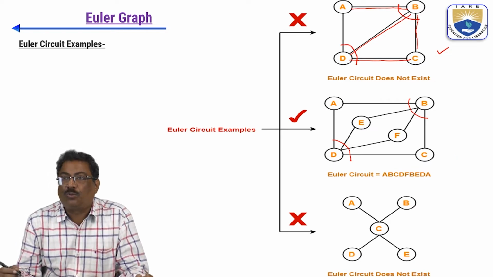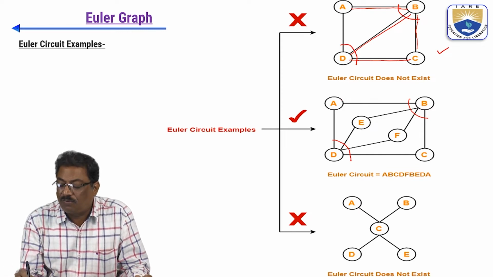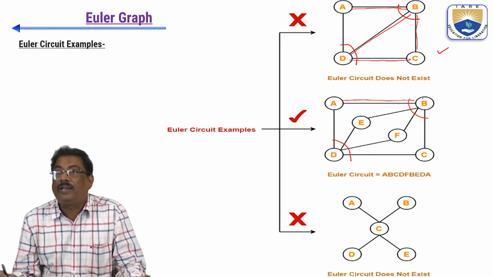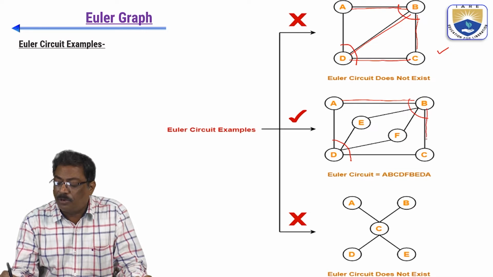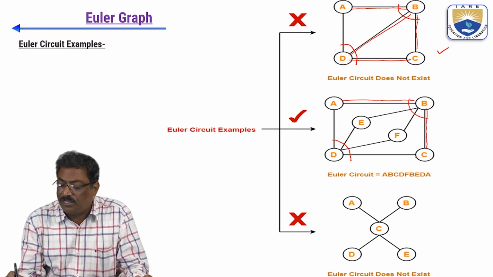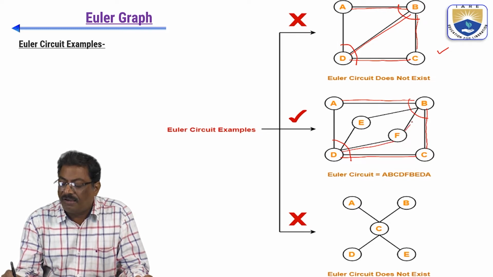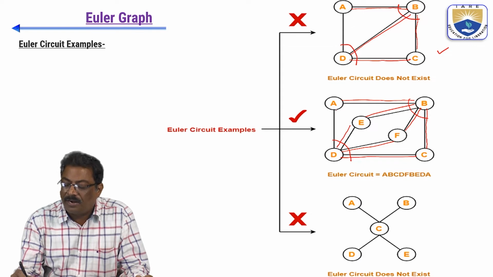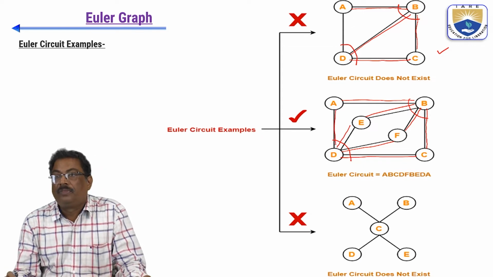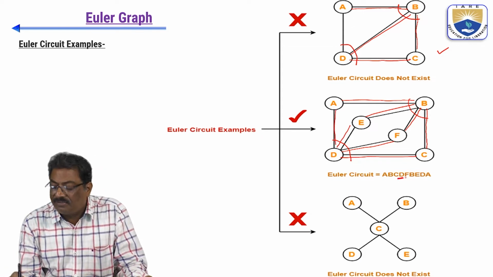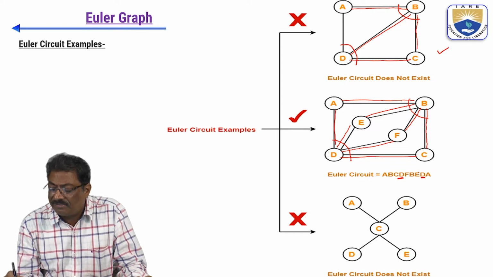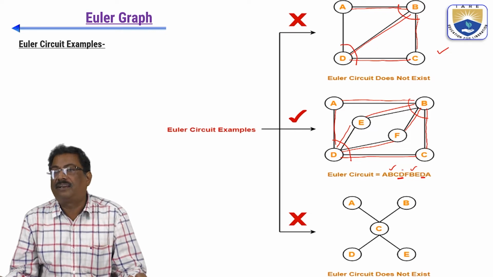What is that Euler circuit? Let us go from A to B, one edge, and B to C, and next C to D, and next from D to F, and F to B, and B to E, and E to D, and next D to A. Here the vertex D is repeated twice and B is also repeated twice, but edges are not repeated.